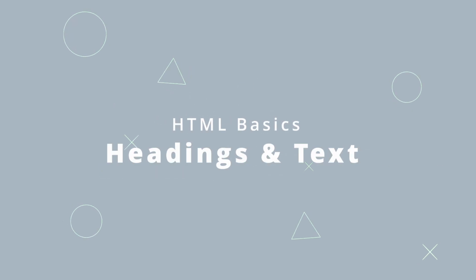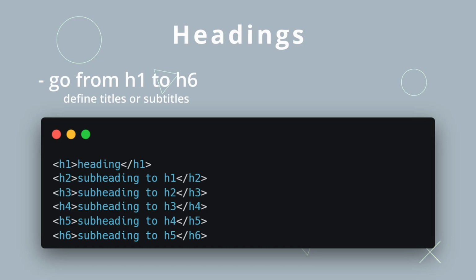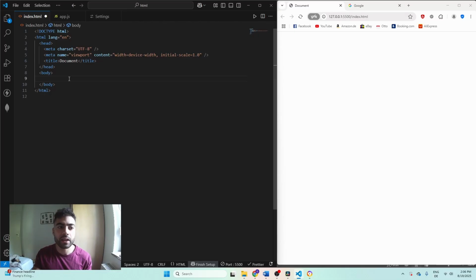Today we'll learn headings and text in HTML. Headings go from H1 to H6 and they define titles or subtitles on a page. Let's take a look at it in VS Code.